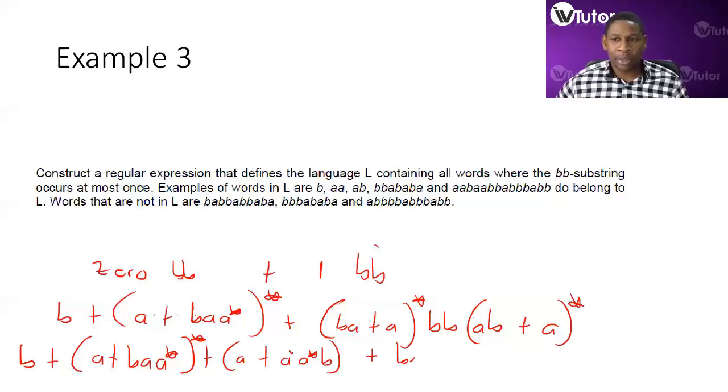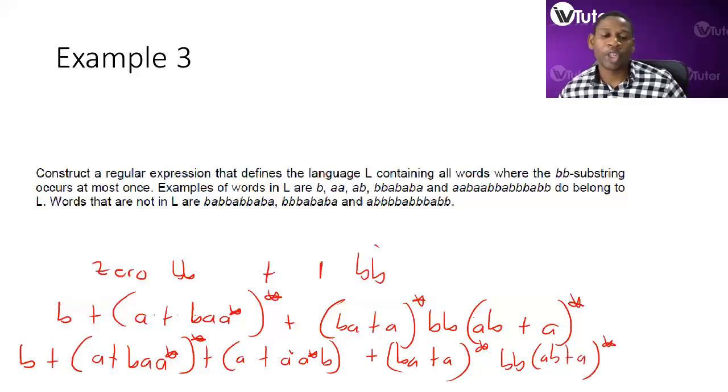Then this remains the same. BA or A, BB, AB or A. Right. So this should then cover all the words that we're looking for. This will then cover all of that. Right. Questions?